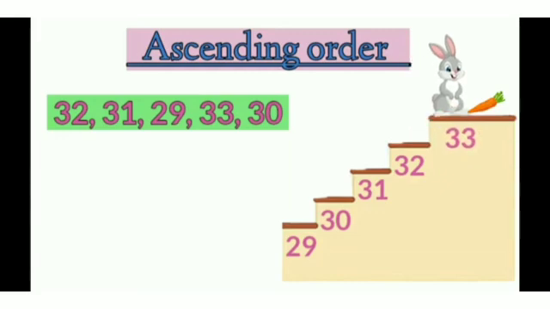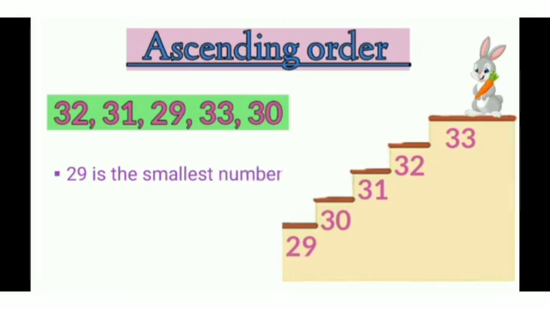Among these numbers, which is the smallest number? Yes, tell me which is the smallest number, beta? Well done. 29 is the smallest number and which is the greatest number? 33. 33 is the greatest number.